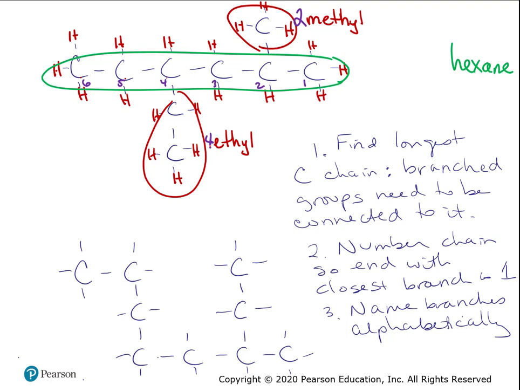Then the last thing, since there's more than one, I have to list them alphabetically. So which one do I write first? Ethyl or methyl? Ethyl gets written first. So four, ethyl, two, methyl, hexane. The number in front of the ethyl tells me which carbon it's on. The number in front of the methyl tells me which carbon it's on. The name at the end tells me the longest carbon chain.